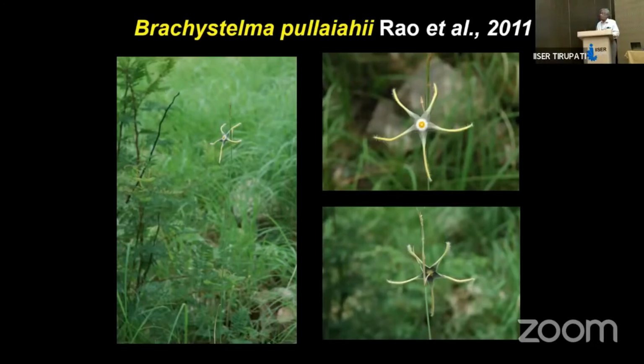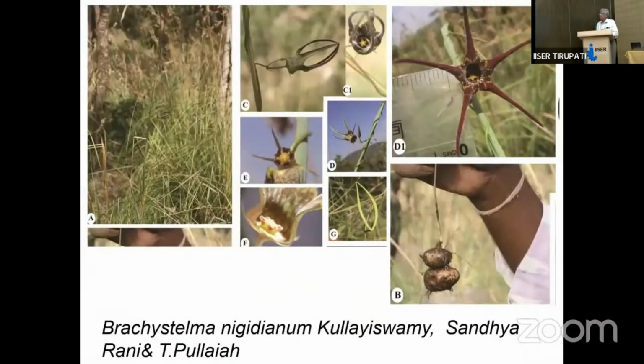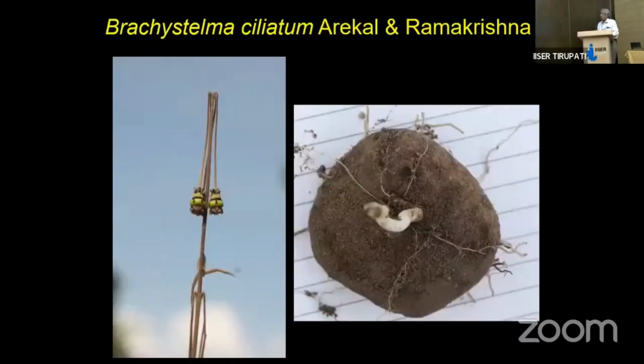This is from Brachystegia Pullaiah. We brought out a book also on Brachystegia, you can see there. This is Tirupati Pullaiah, once again from Anantapur district. We brought out another new species, Brachystegia nigidianum, once again from Anantapur, Nigidi forest. This is a new species which we described from Eastern Ghats. Remember, once again, Kurnool district. Dimorphocalix Kurnoolensis, this is a male plant. This is a female plant.